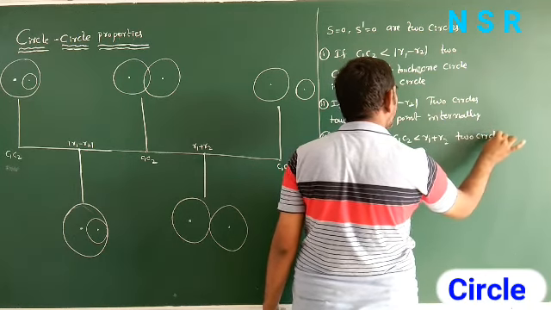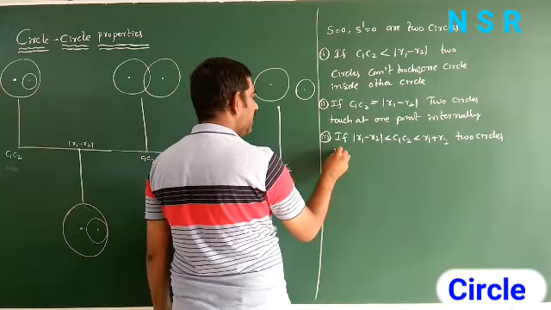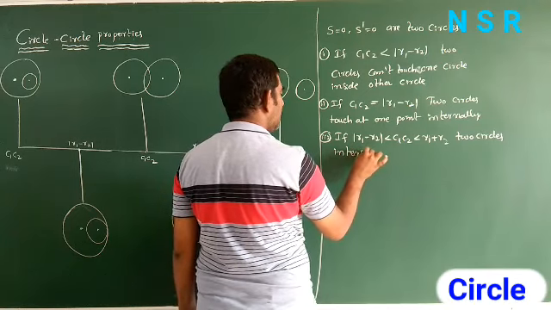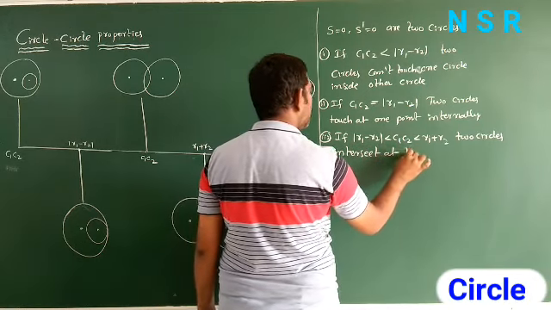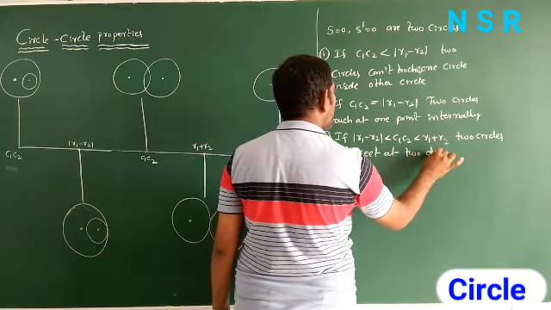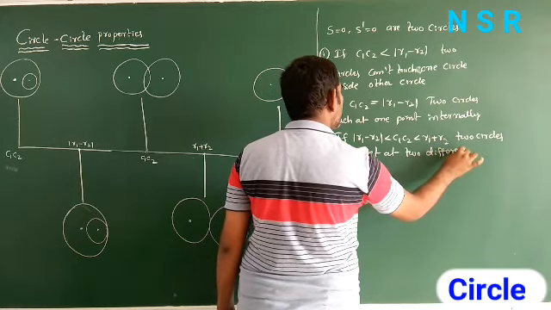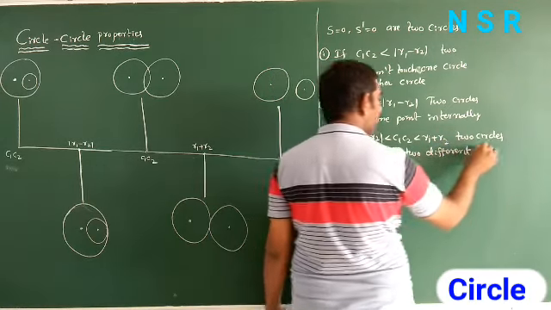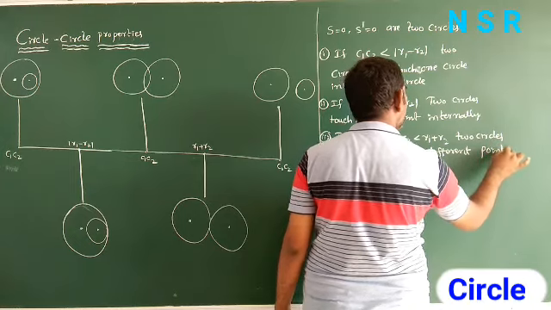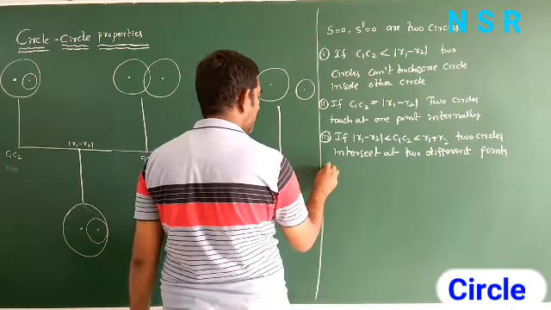intersect at two different points. Two circles intersect at two different points. So this is the third property.